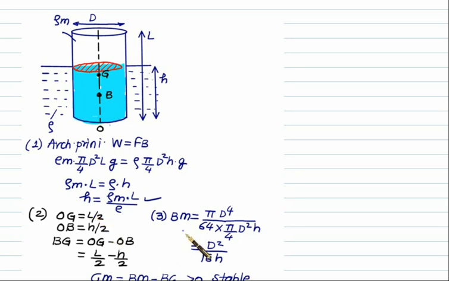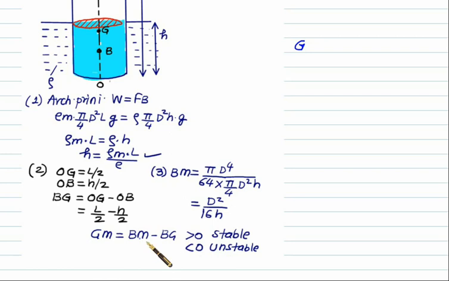Then you need to calculate BM, which is I by V. At this cross section we have the moment of inertia as pi by 64 d to the power 4, and this is the volume displaced. Volume displaced is this area times h, which is pi by 4 d square h. So using this we can calculate BM. Now with this value of BM we want to calculate GM. GM is equal to BM minus BG. If that is greater than 0, we can develop the condition for the diameter and height h.